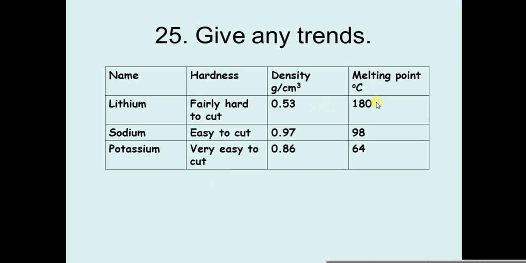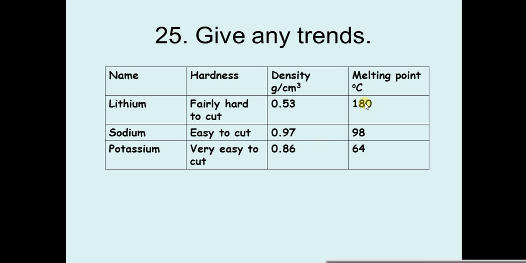The density, is there any pattern in the density? So density in grams per centimetre cubed. Don't worry too much about the units, but we're looking for patterns here. So here it's quite low, then it goes higher, and then it goes back down again. So there's no clear trend there in the density.